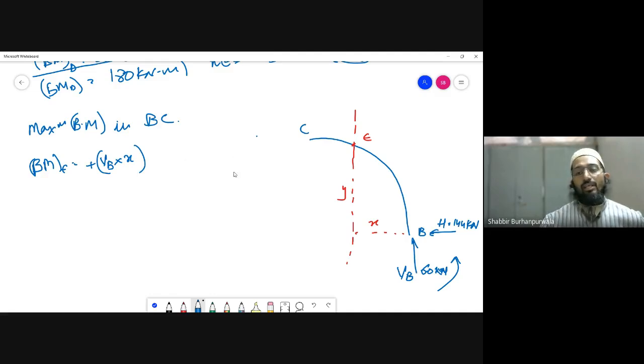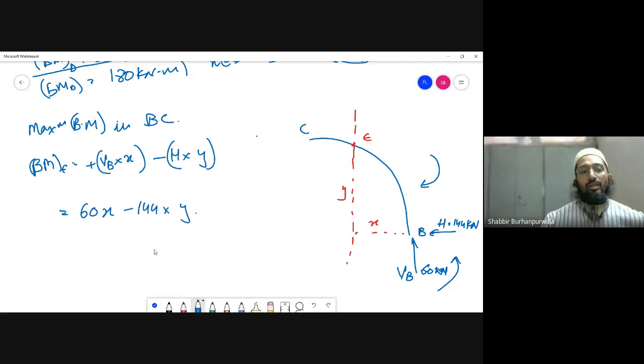Then what about H? H is going to create a moment in this direction, which is the downward direction, or you can say the clockwise direction, but for this right hand side sign convention, this direction is negative. So we consider it as minus H into the distance y. Only two forces, so two moments are going to be there. That is equals to the value of VB, 60 into x, 60x, minus 144 into y.